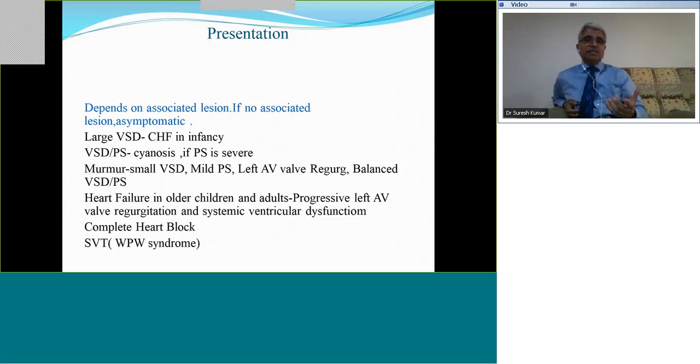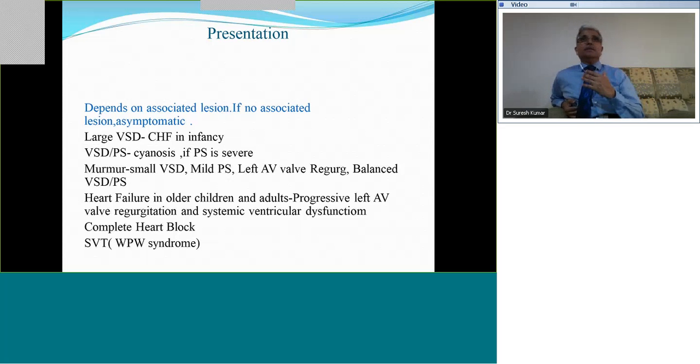The murmur denotes either a VSD or a mild pulmonary stenosis, again, using the word PS loosely. Left AV valve, that is tricuspid valve on the left side, regurgitation. You could have a balanced VSD PS saturating well. There is a significant gradient across the right-sided ventricle's outflow tract, but the child is fine.